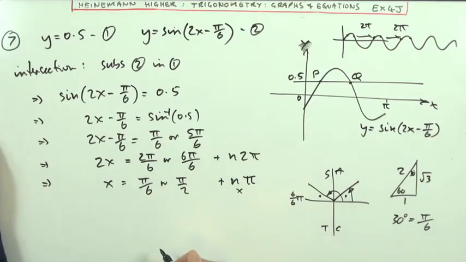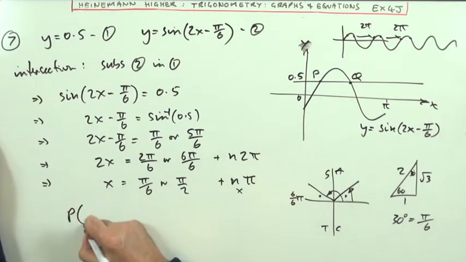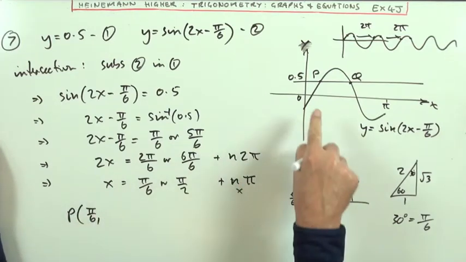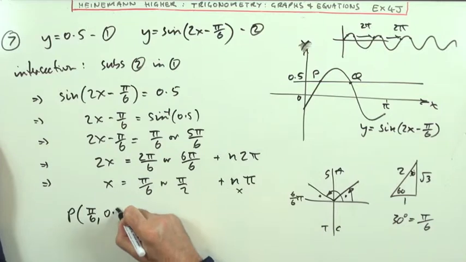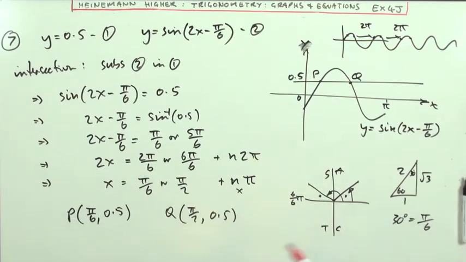So there's my two answers, which means that P must be the first of them, Q must be the second. So P must be the point, pi upon 6 along and 0.5 up, and Q must be the point pi upon 2 along and 0.5 up. There, that was question 7.